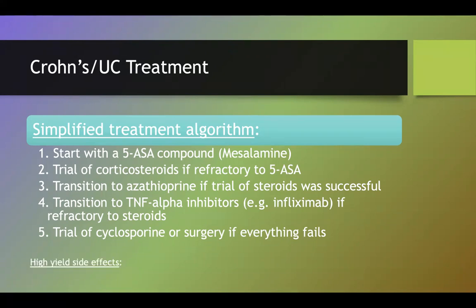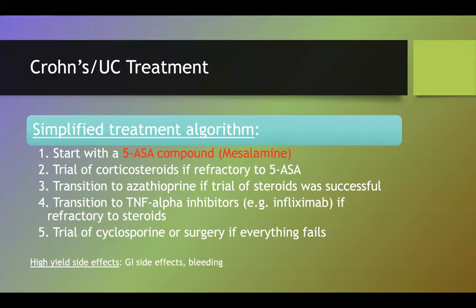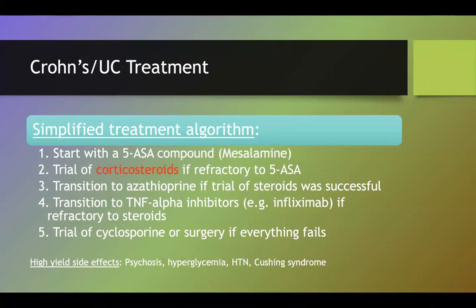So the side effects you need to know: for mesalamine, you need to know that it can cause bleeding because it's an NSAID, and it can cause GI side effects as well. For corticosteroids, just remember its associations with psychosis, high blood pressure, high sugar levels, and Cushing syndrome.